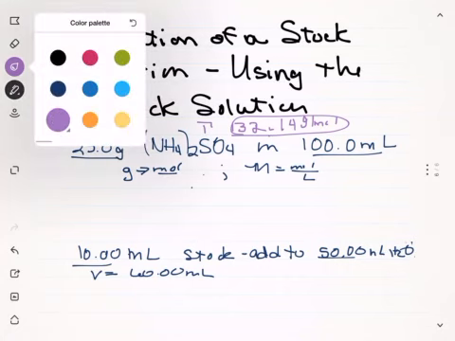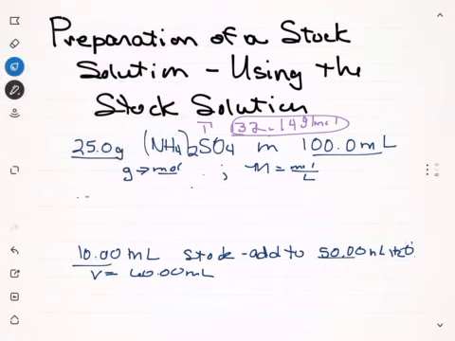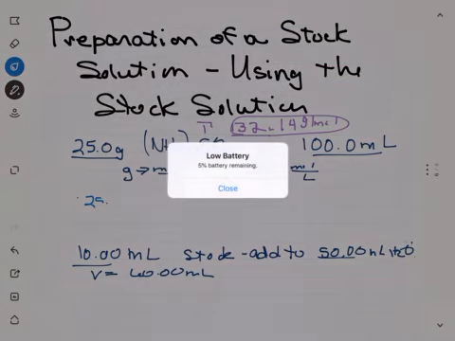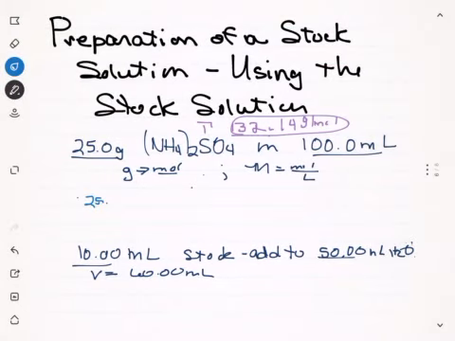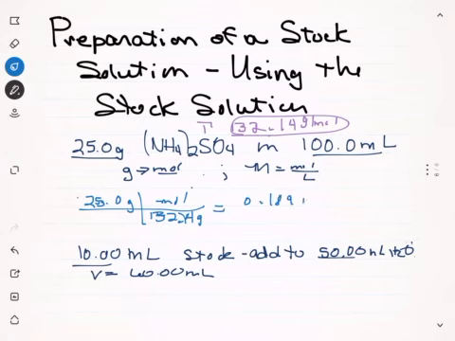So to convert grams to moles, we're going to take our 25.0 grams, divide that by 132.14 grams per mole, and that will give me 0.189 moles.